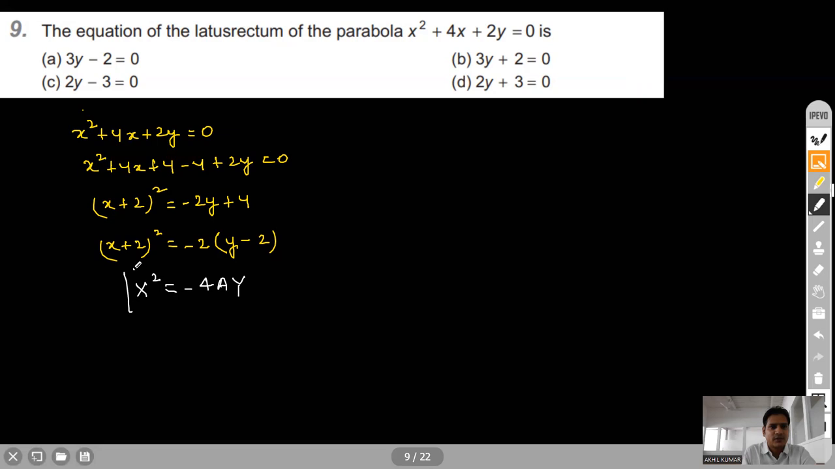So it is of this form, x square is equal to minus 4ay, with a shifted vertex, no doubt, right? Comparing this, the value of 4a is equal to 2. So a will be equal to 1/2.